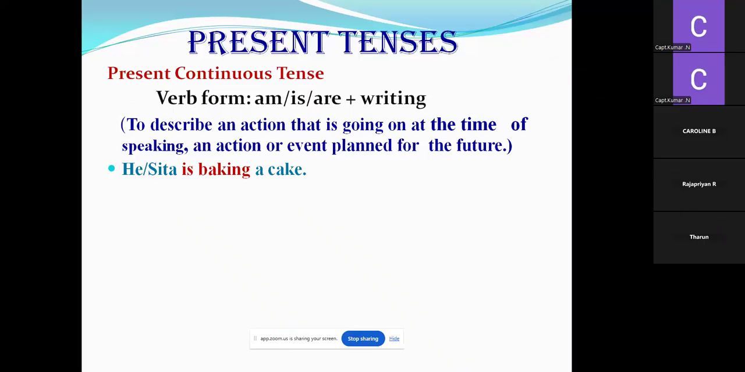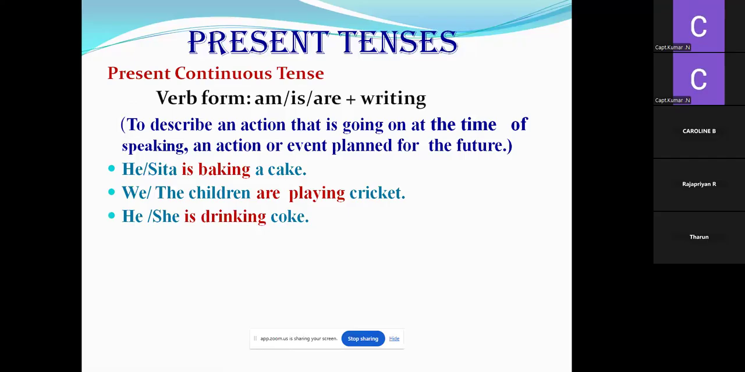Sita is baking a cake. He is baking a cake. Here, Sita and he, both the subjects, are singular, so the verb is baking is used. The children are playing cricket. Here, children is plural, so we are using are playing.